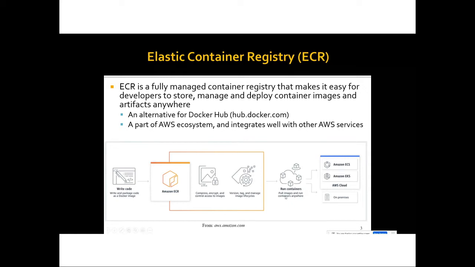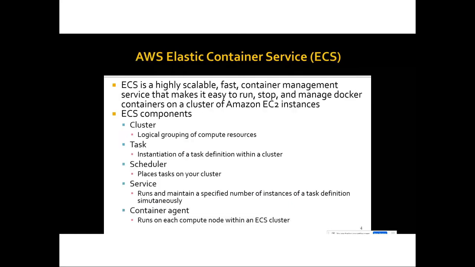Okay. So first is the registry, okay? And the second, we're talking about AWS Elastic Container Service. It is a highly scalable, fast container management service that makes it easy to run, stop, and manage Docker containers on a cluster of Amazon EC2 instances, okay? And so first we talk very briefly about the key components of ECS.